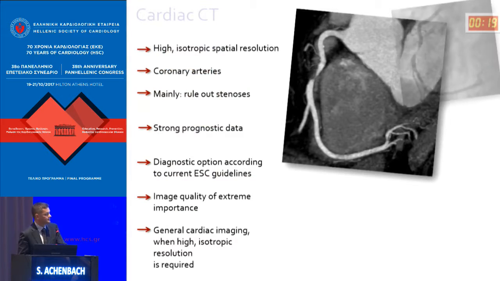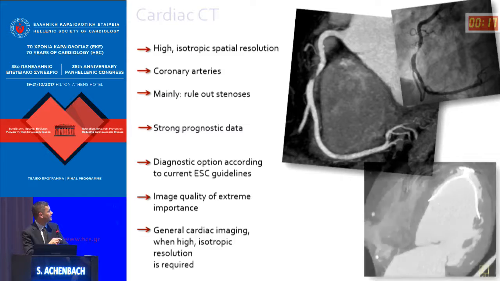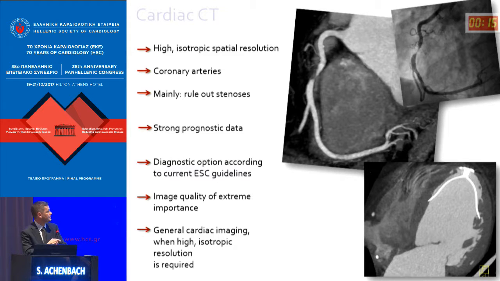So this is already my summary slide. CT provides high and isotropic spatial resolution. It's mainly used for the coronary arteries, and here, most importantly, to rule out coronary stenosis, and we have very strong prognostic data. It's a diagnostic option to rule out coronary artery disease in the current ESC guidelines, but I would like to emphasize once again that if CT is done, high image quality is of extreme importance.